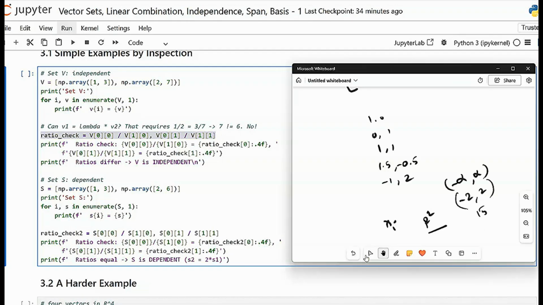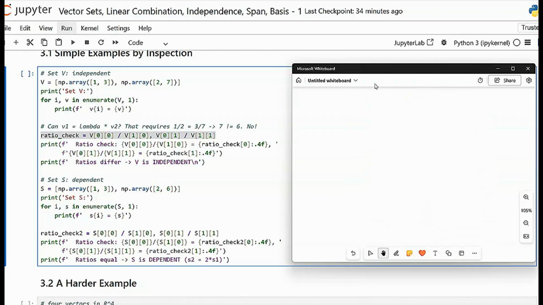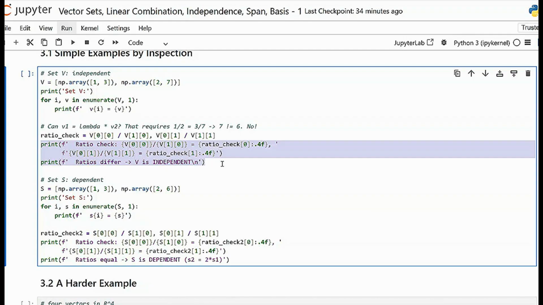So, element-wise ratio: how it happens, kindly observe here. V1 of 0, V2 of 0, V1 of 1, V2 of 1, like that. It prints both ratios with the formatting. And lastly, it has a conclusion whether they are equal or not equal. If they are not equal, then no scalar satisfies this function, and the set is linearly independent.